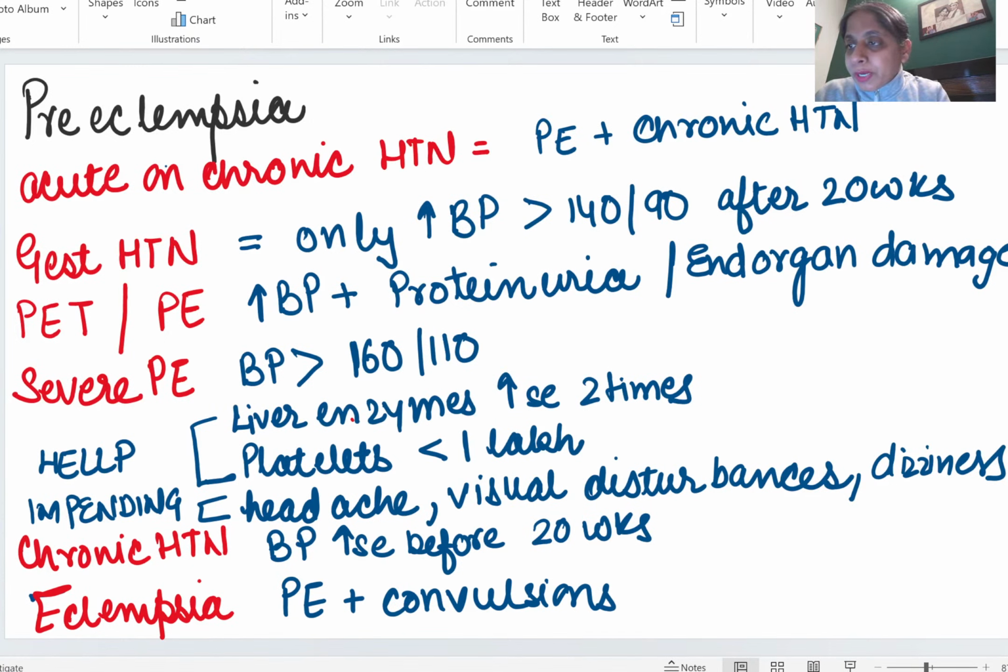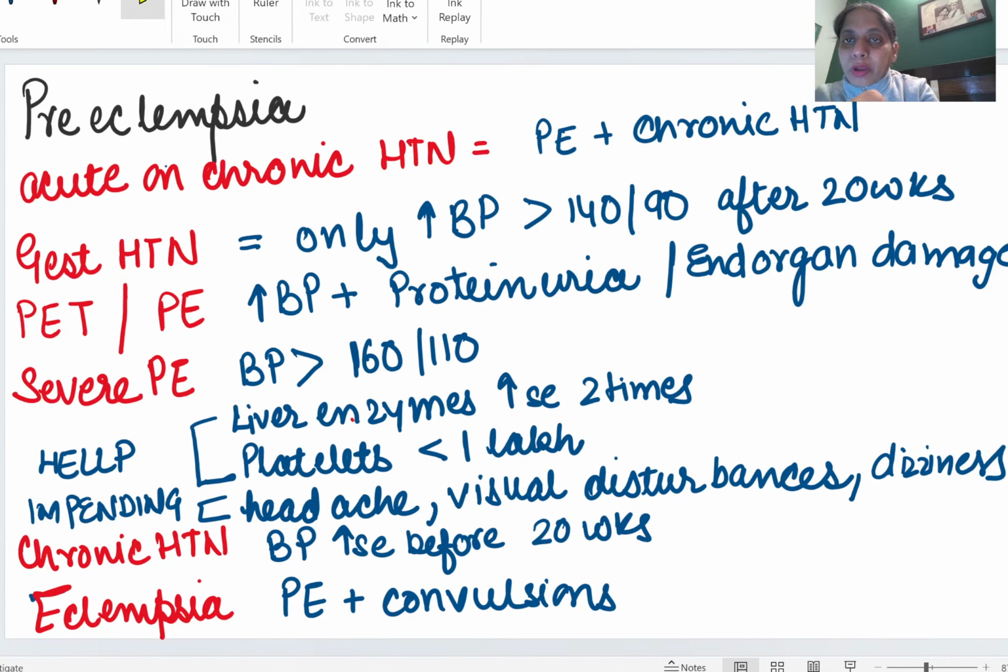Okay, so starting with preeclampsia, first of all, there will be definitions. Questions do come on definitions. So what is acute on chronic hypertension? If the chronic hypertension was already there before conceiving, the patient had hypertension, and now in the pregnancy the patient is having preeclampsia, what is that called? Questions are asked. Always remember, in FMG we get basic questions. What is the definition of acute on chronic hypertension? The patient was having chronic hypertension, but now the patient has preeclampsia features also.